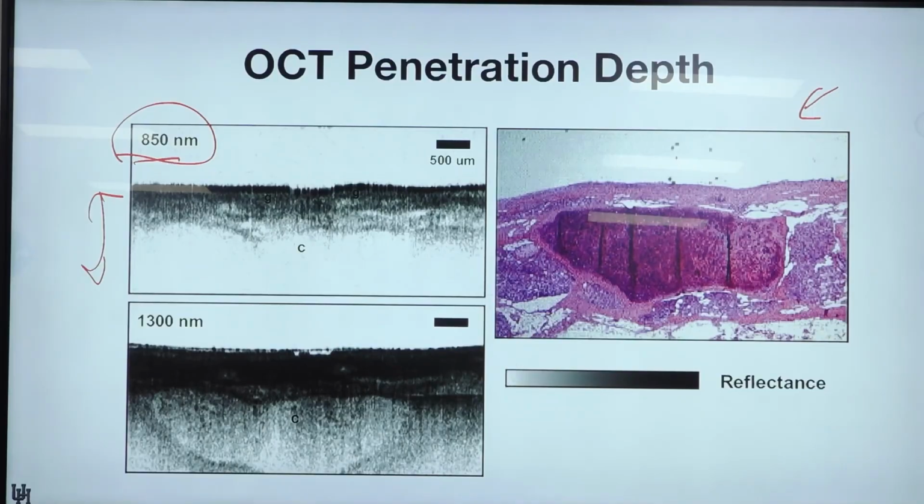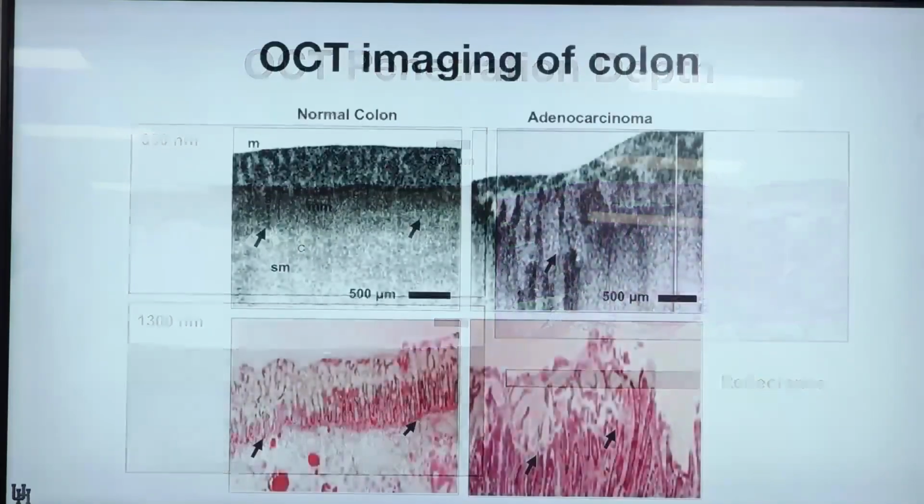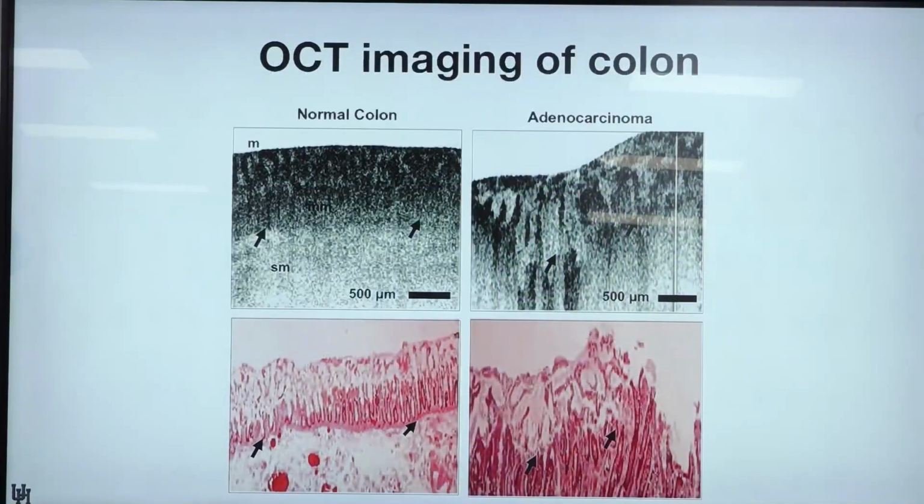These are things that, as engineers, if you want to design an instrument, you have to make decisions about: which type of laser to use, which type of system to use, what bandwidth, and so on. And this is another example of cancer versus normal.